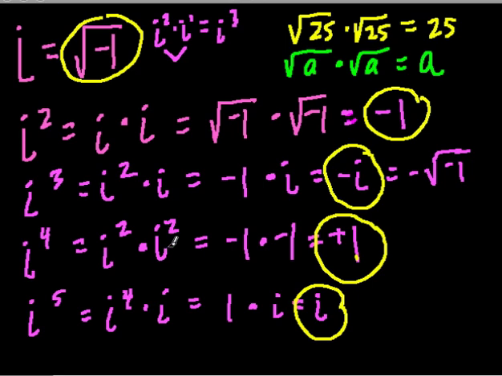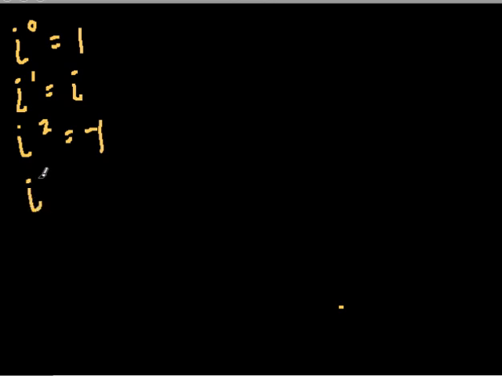I think we should rewrite this pattern in a little bit neater fashion. What if we started with i to the 0? In other videos I go over this, but any number to the 0 power, except maybe 0 itself, is going to be 1. So i to the 0 is 1. And look at the exponents here. i to the first is just i. i to the second is -1. i to the third is -i. i to the fourth is +1. And i to the fifth, as we said before, is back to i.